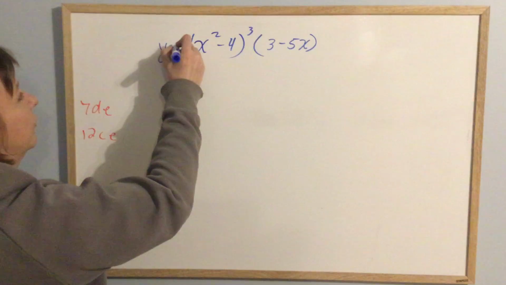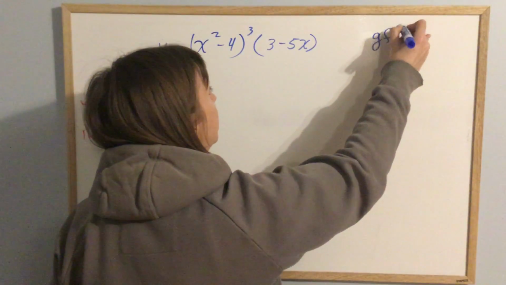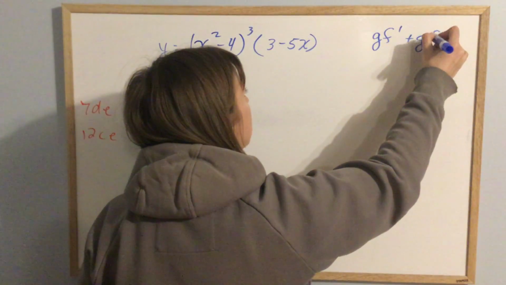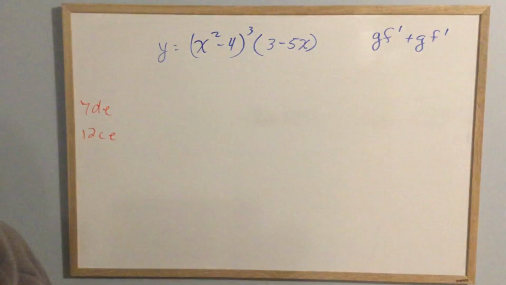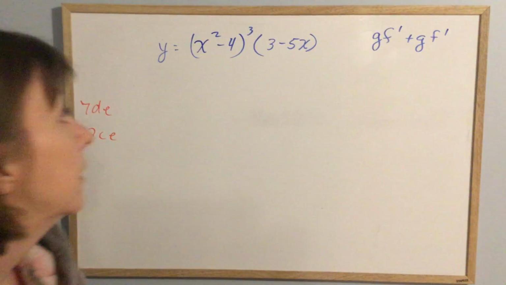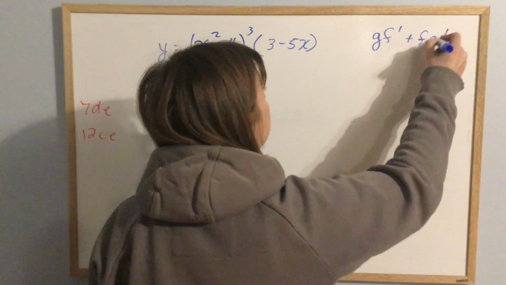And so again, we'll just call that y. So again, that is going to be the product rule. Whoops, I did that wrong, didn't I? Sorry. g f prime plus f g prime.